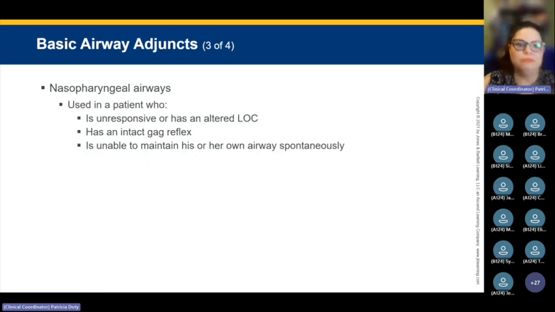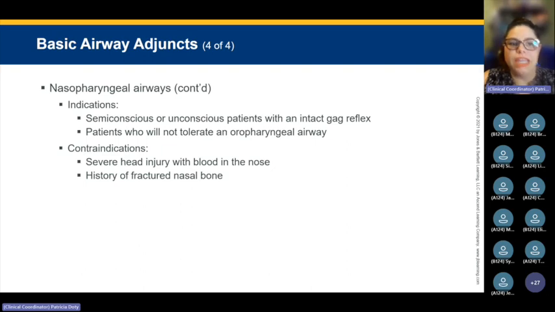Nasopharyngeal airways, those are the ones that are going to go in the nose, and these are used for patients who are unresponsive or have an altered LOC, level of consciousness, have an intact gag reflex, and are unable to maintain his or her own airway spontaneously. It's indicated in semi-conscious or unconscious patients with an intact gag reflex. That's good. And it's for patients who just won't tolerate that OPA, and usually it's because of the gag reflex, okay?